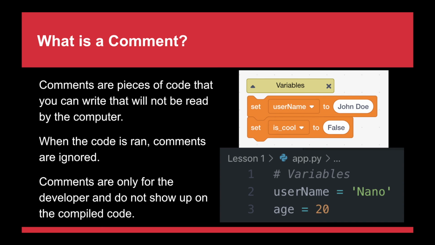So what is a comment? I want to talk about this quickly. Comments are basically pieces of code that are never read by the computer. They're only for us, for the developer, and do not show up in the compiled code. So when the code is run, comments are ignored. Alright? In our Scratch programming, we can put a comment of any kind you like. In Python, we use the hashtag and then the text of the comment. Sorry, I have no idea why I said variables.